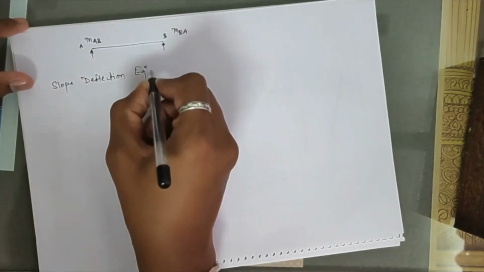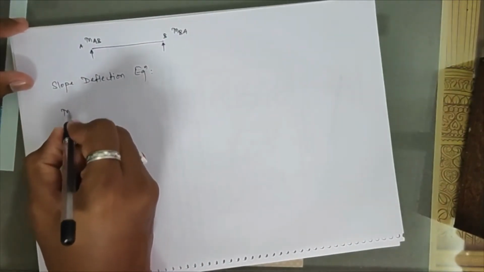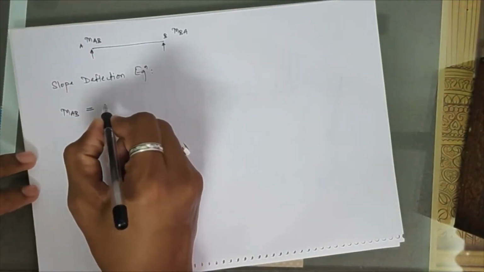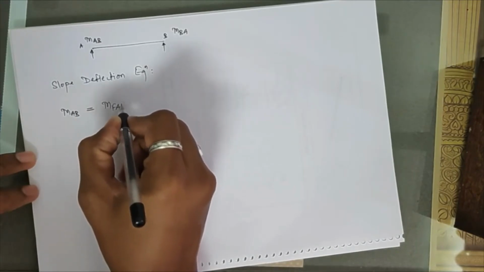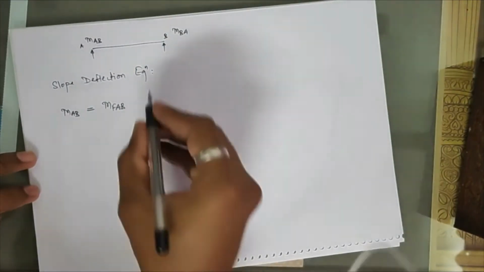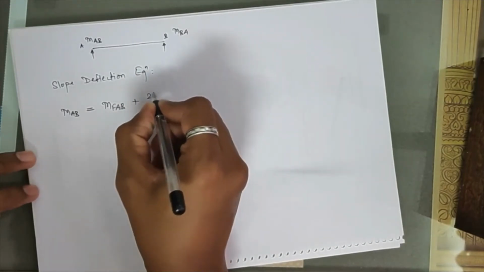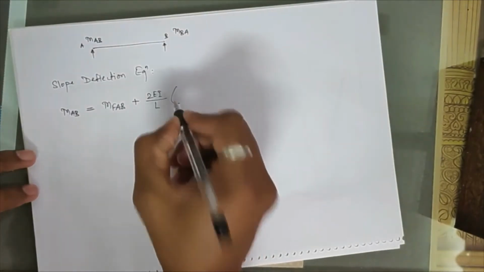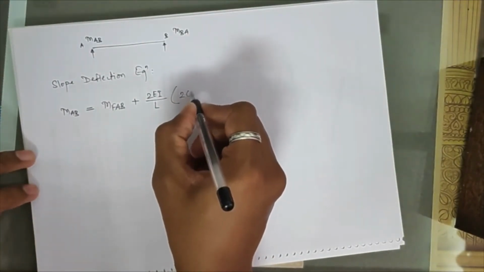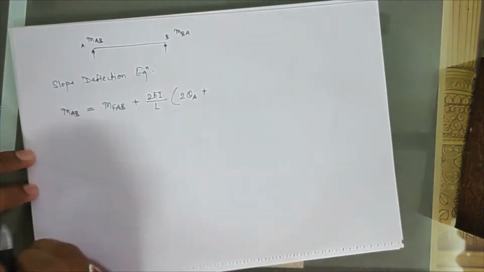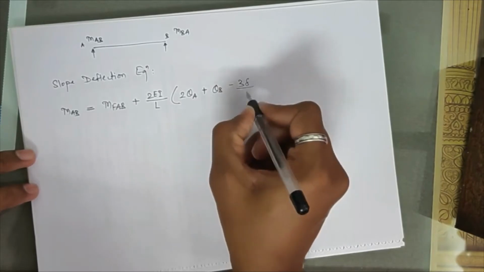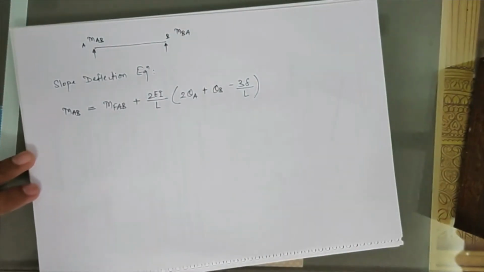First I will write the equation for joint A. MAB equals the fixed moment at joint A, that is MFAB, plus the common term we have taken, 2EI upon L, into bracket 2 times theta A plus theta B minus 3 delta divided by L.